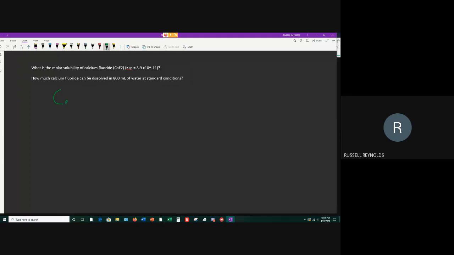the dissolution of calcium fluoride here. So CaF2 is going to dissociate into Ca2+ and 2F-. And that'll be your balanced equation. I'm just going to clean that up a little bit.